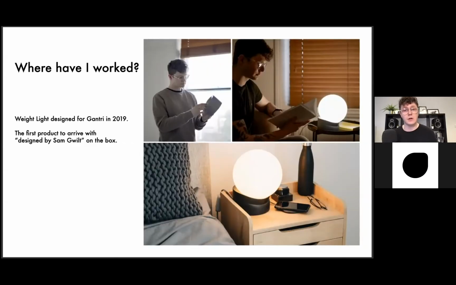Also, I've done my own stuff. I have worked with Gantry to design the weight lights that came out in 2019. And that's really quite a proud moment for me, because that is the first design to come with "designed by Sam Gwilt" on the box. So that was really nice.